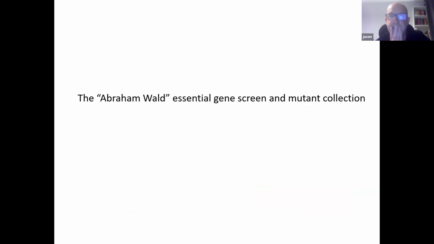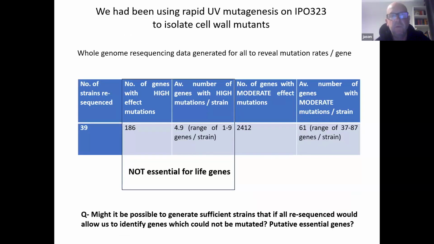Which brings me nicely into the Abraham Wald essential gene screen and mutant collection, because it builds on the same data. When we did that resequencing of the UV-induced mutations and looked at the numbers we got, if we sequence 39 individual mutants, we managed to get 186 genes that were clearly not essential for life, because the fungus would not have grown back and we wouldn't have been able to sequence it if they had been essential for life.